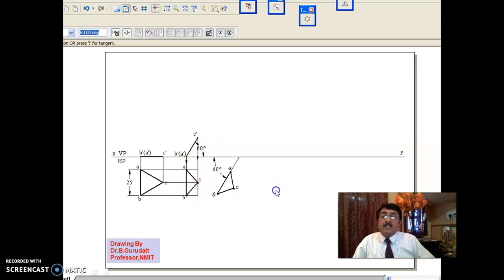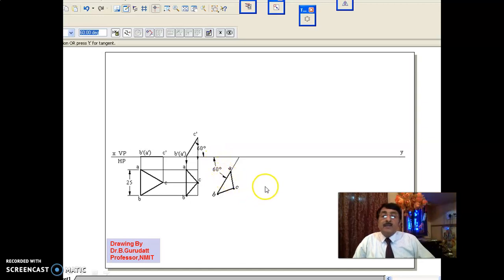Now I can tilt it in such a way that the edge on HP, AB, is inclined at 60 degrees to VP or the XY line. But this second stage top view is the same as the third stage top view. In Solid Edge, you move and copy and rotate with respect to AB such that it is 60 degrees to VP.